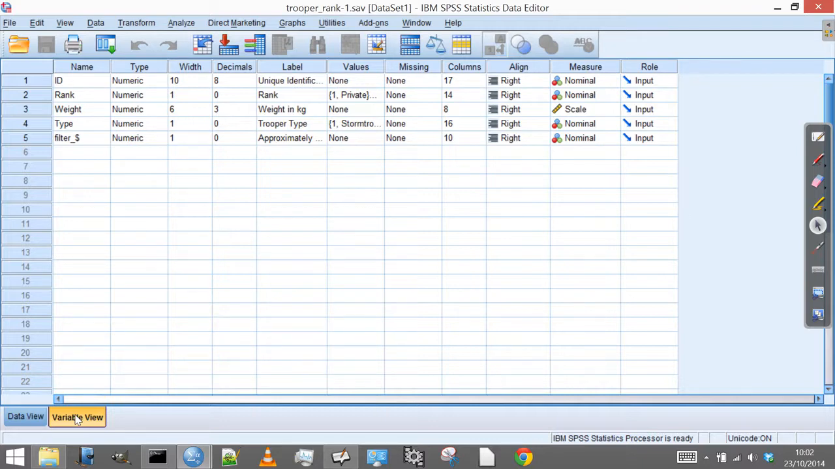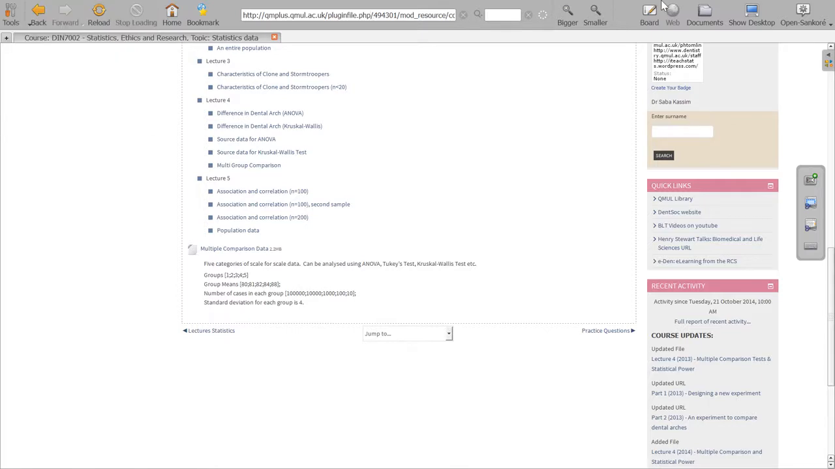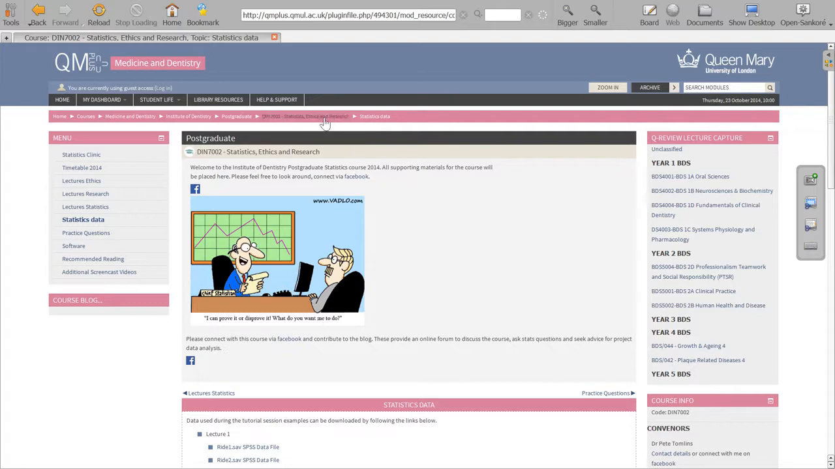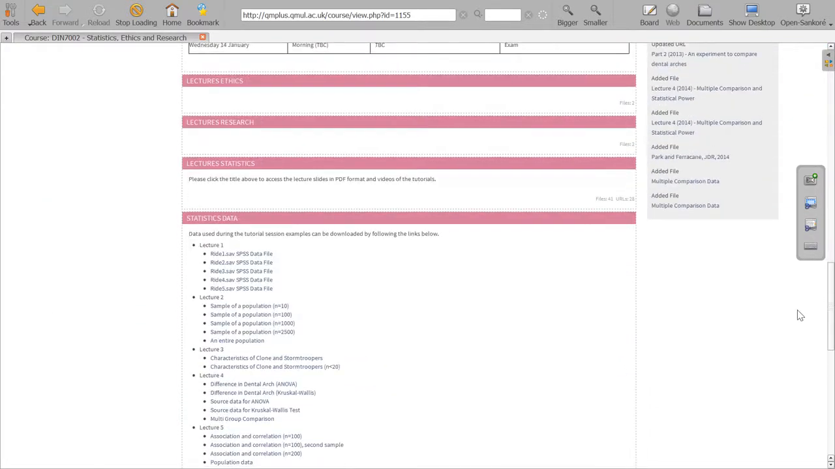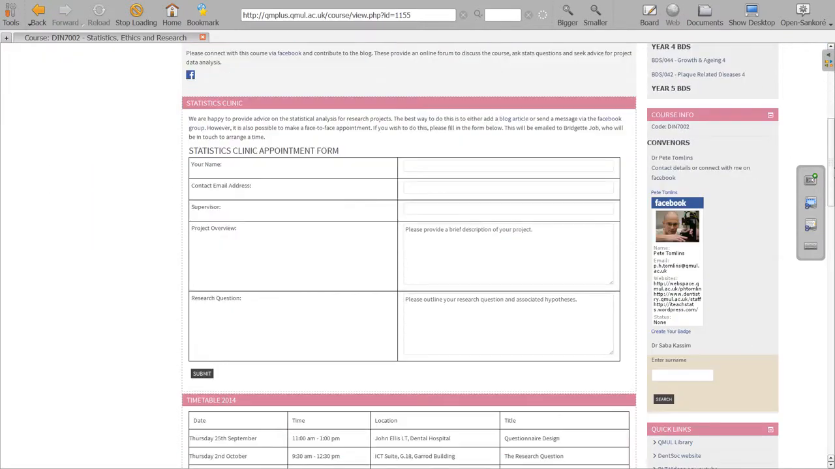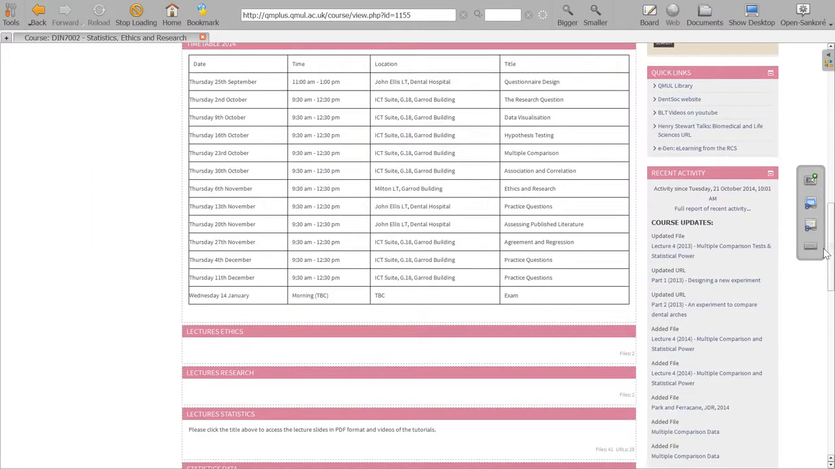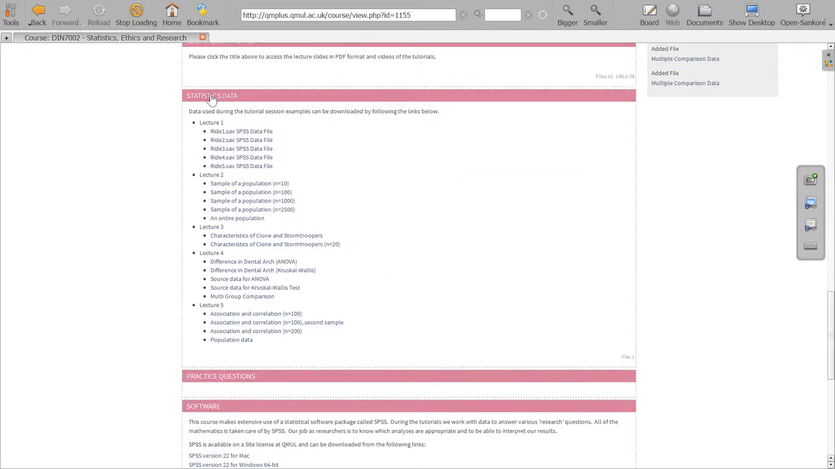For those of you who haven't managed to open it, I'll just recap briefly how to get there. You get the main website, and then if you scroll down, you'll see a section called statistics data. So the first section is statistics clinic, timetable, lectures ethics, lectures research, lectures statistics, statistics data. Click on the title, the heading, statistics data.